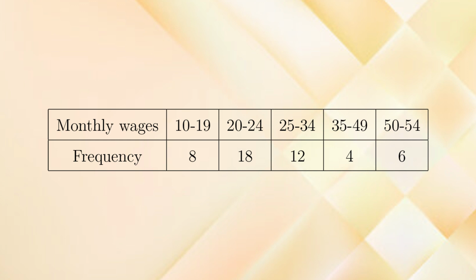So, to convert them to exclusive form, equally distribute the difference between the limits. That is, add 0.5 to the upper class limit and subtract 0.5 from the lower class limits. The exclusive data is as shown.